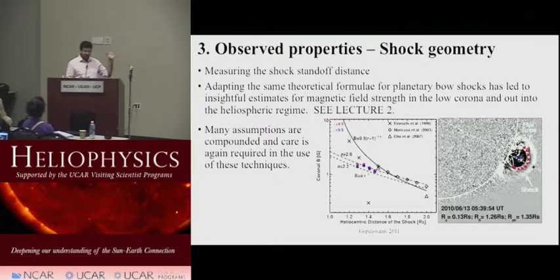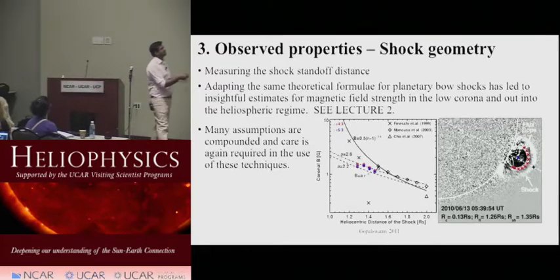Again, this was a slide I wanted to include. I put it into the shock geometry, but it's actually to do with magnetic field, what I was showing earlier. This is intriguing because, and I'll go into this later as well, he's looking at the shock standoff distance. And the shock standoff distance is basically the distance between where you think the shock is and where the flux rope, or the CME, is, and that's the sheath width.